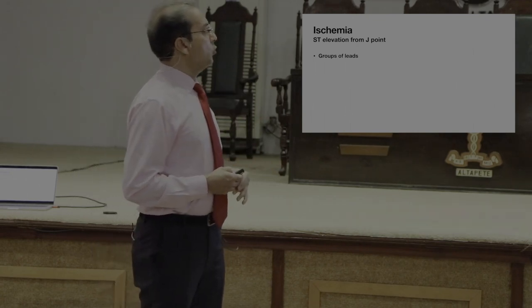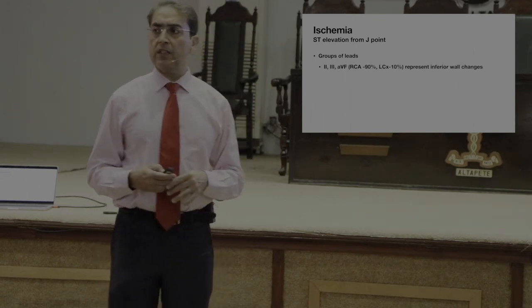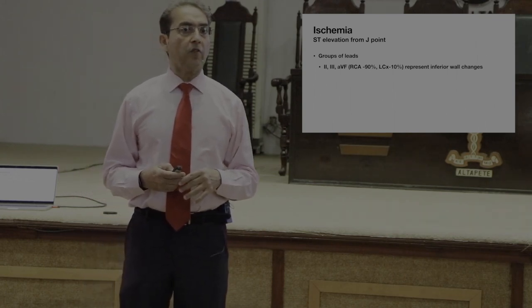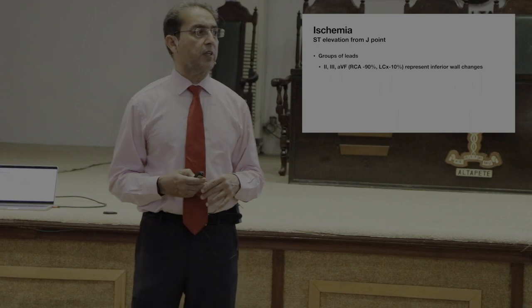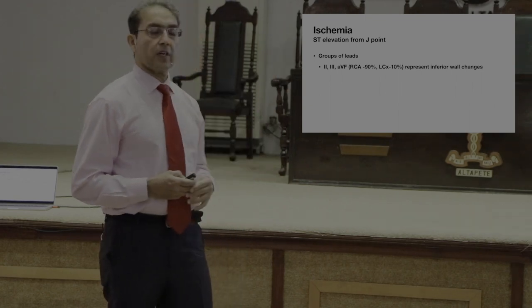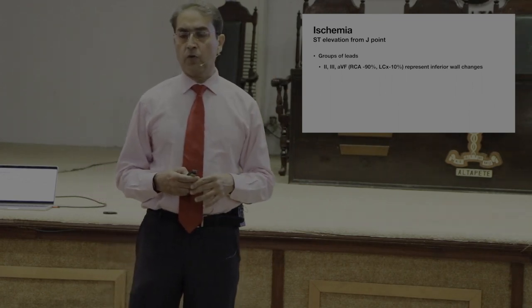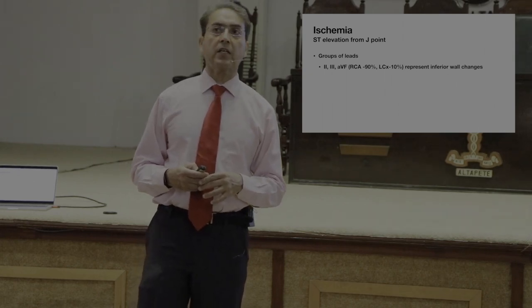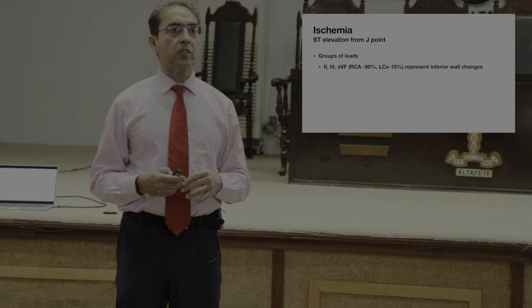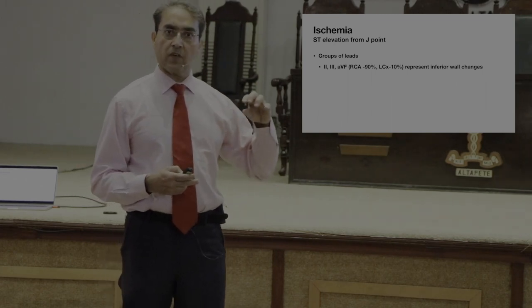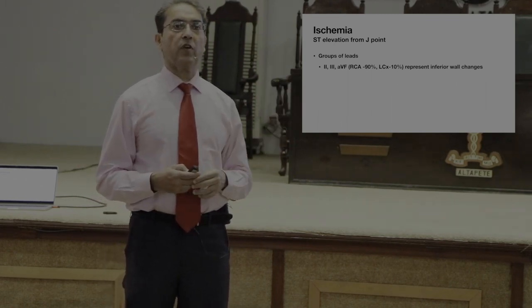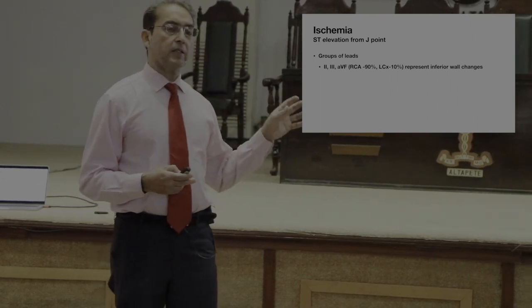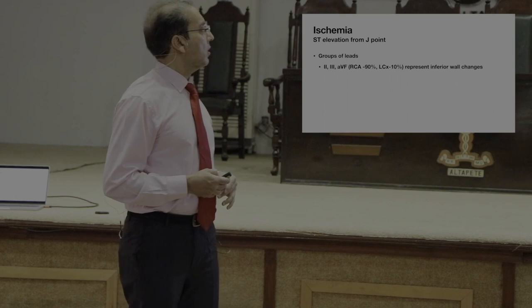For example, if there are ischemic changes in leads 2, 3 and aVF, this is inferior wall infarction, and 90% of the time the artery involved is the right coronary artery. In a few cases, the left circumflex artery may be involved when the right artery is not dominant, and the left artery is dominant with a bigger left circumflex branch, which produces inferior wall infarction. But practically, if there is inferior wall infarction, it is the right coronary artery which is involved.